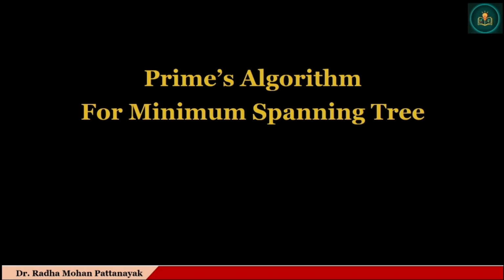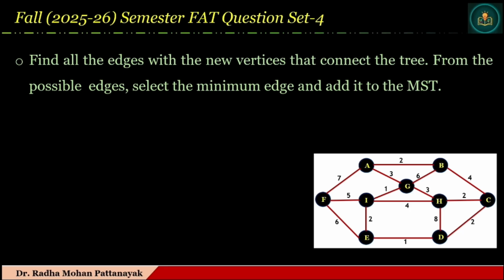Today I am going to discuss the concept of Prim's algorithm for finding the minimum cost spanning tree. So let's start the concept of Prim's algorithm. You will have a graph, and the graph may be a directed graph or an undirected graph. So for example, let this be a graph.